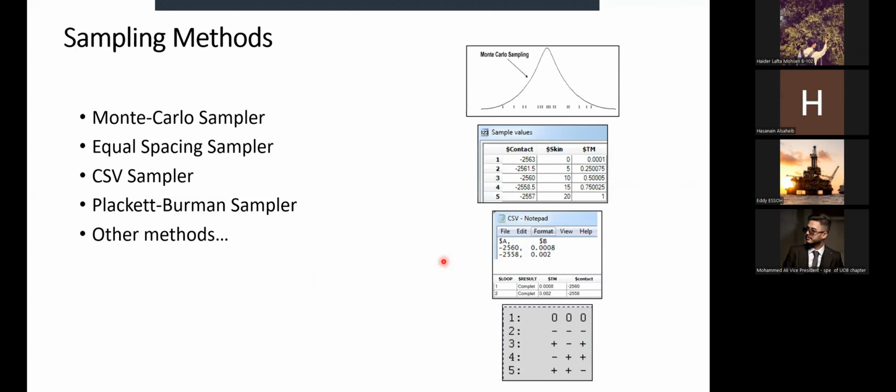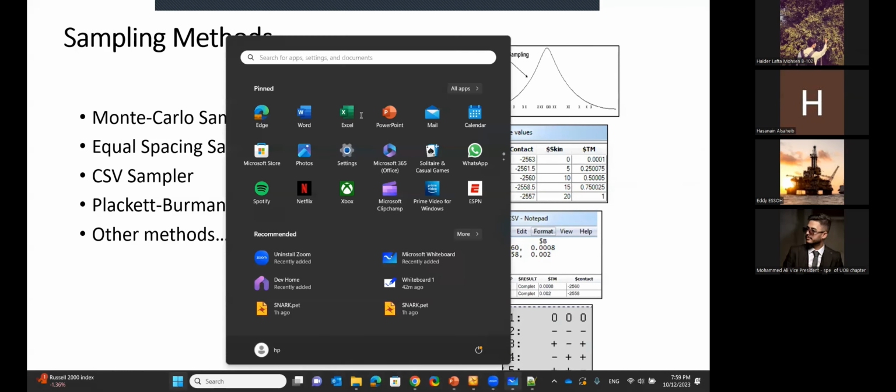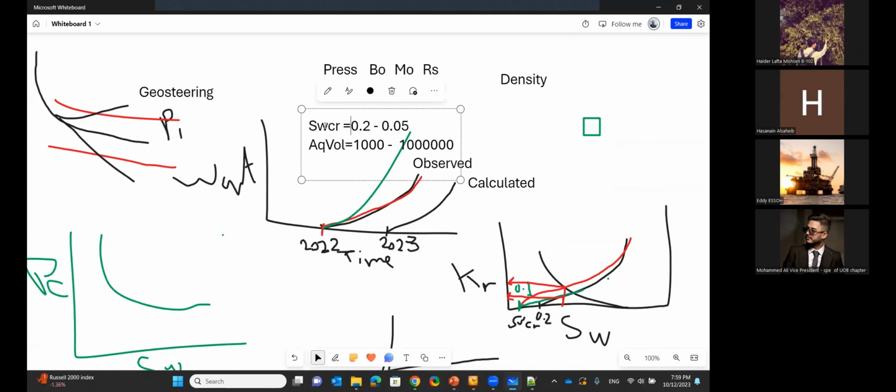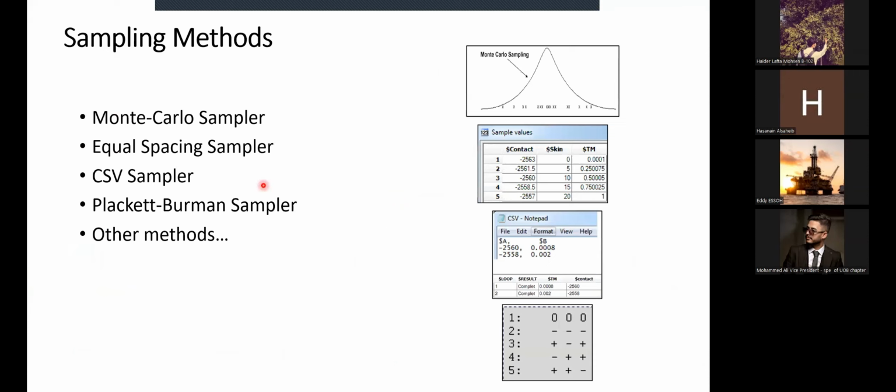Now, I showed you the sample and the range. This is the parameter, and this is the range. Now I want to take a sample. For example, I want to tell the simulator to try a value at a time between 0.2 and 0.05. So I need to define how I will do my sampling method. In the simulators and in the tools that are currently available, there are several sampling methods. The first one is what we call the Monte Carlo sampler.